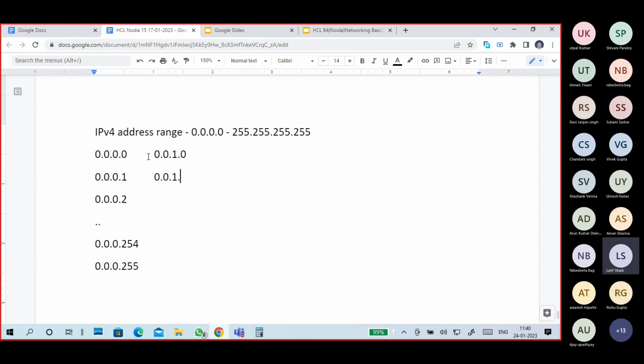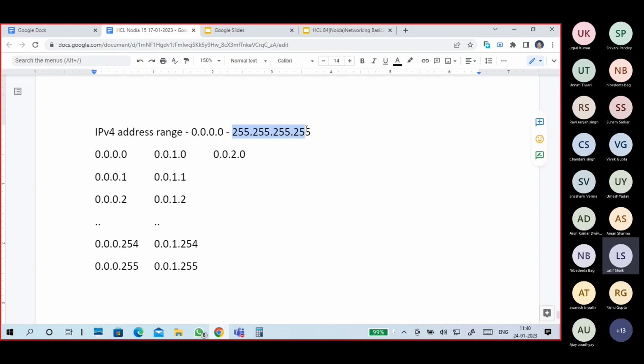Same goes like 0.0.1.1, 0.0.1.2. It goes up to 0.0.1.254, then 0.0.1.255. Okay, so that is completed. Again, it will start 0.0.2.0. Like that, you keep going.